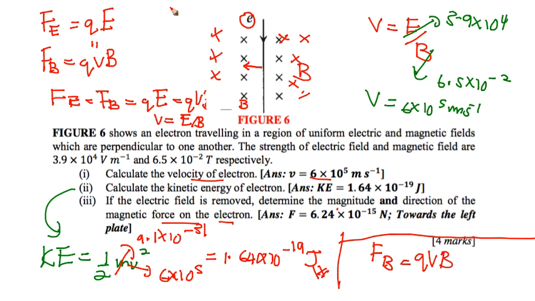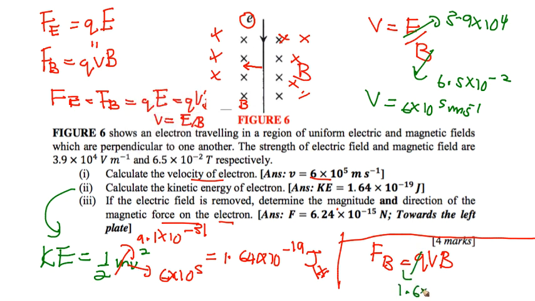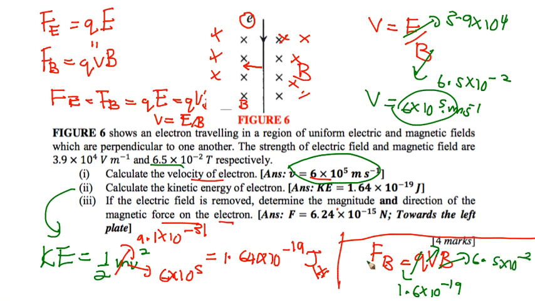As you know, the equation to calculate the magnetic force is F_B equal to QVB, and Q is the electron charge, 1.6 exponent minus 19, and you can use the speed from the answer here, 6 exponent 5 meter per second. And the value of B is given by the question, 6.5 exponent minus 2. So the final answer for the magnetic force on the electron when the electric field is removed is F equal to 6.24 exponent minus 15 Newton.